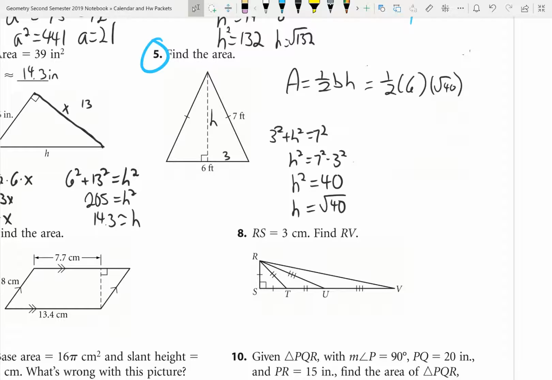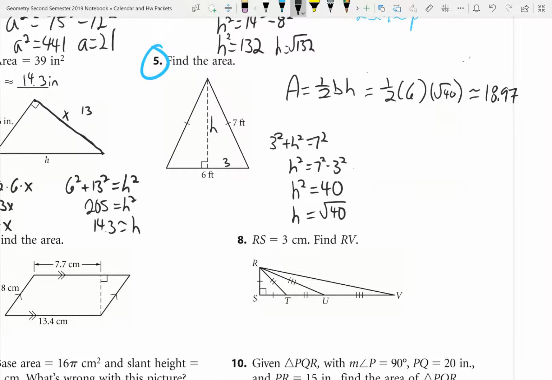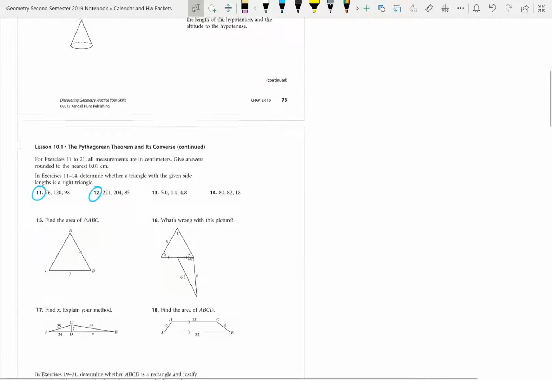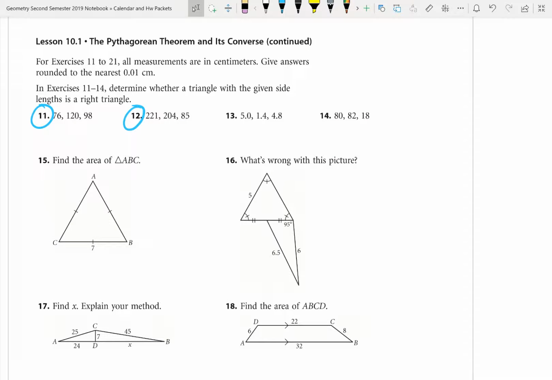It's about 18.97. And so that's going to round out to about 19.0. Okay, that concludes the first page of 10.1. So now in 10.2, we need to go ahead and determine whether or not the triangles are right triangles.